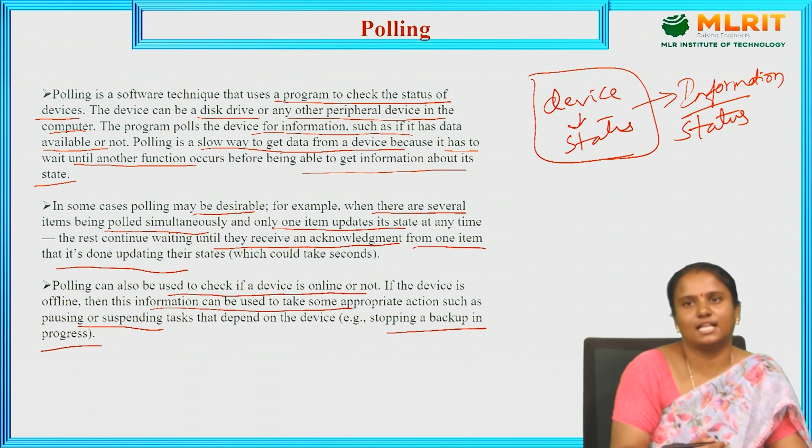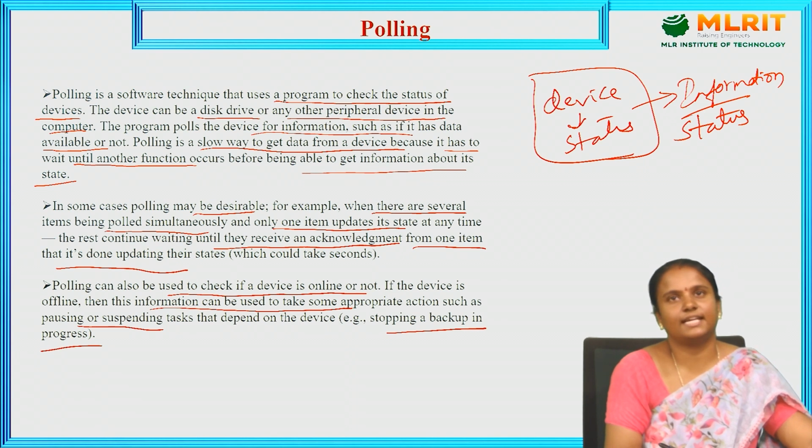So first it checks the status of each and every device, whether it is present or not. If it is online, it goes at speed. If it is offline, it takes some appropriate actions, whether to pause or suspend some task. So this is polling in the input output hardware of the operating system.